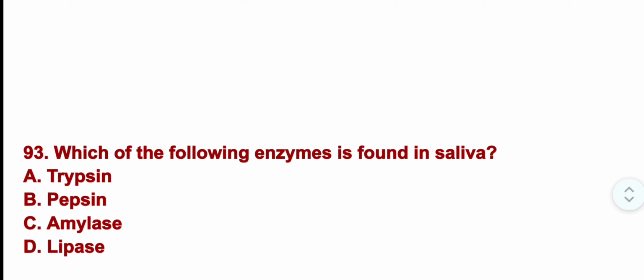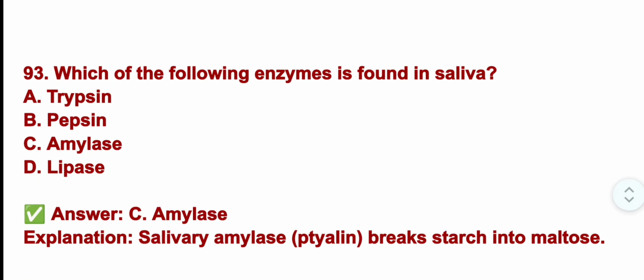Question number 93. Which of the following enzymes is found in saliva? The correct option is option C, amylase. Salivary amylase, also called ptyalin, breaks starch into maltose.